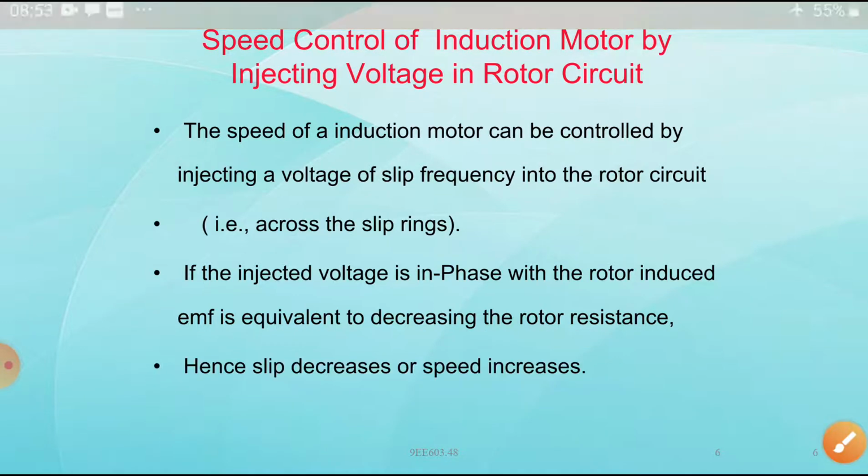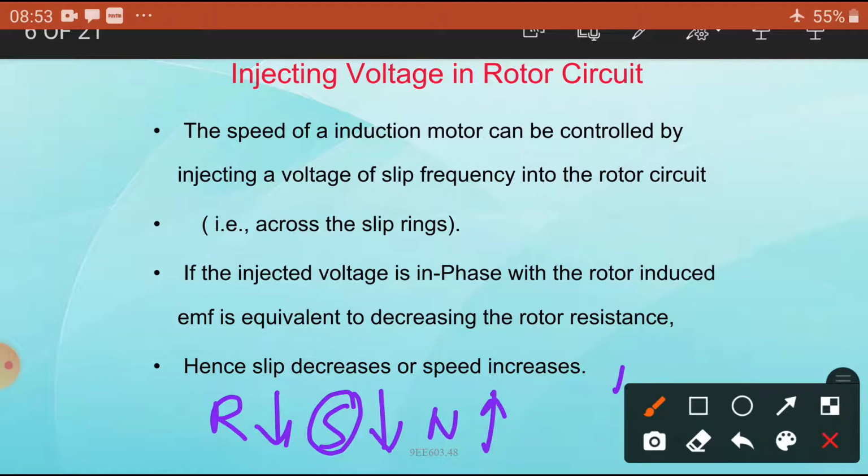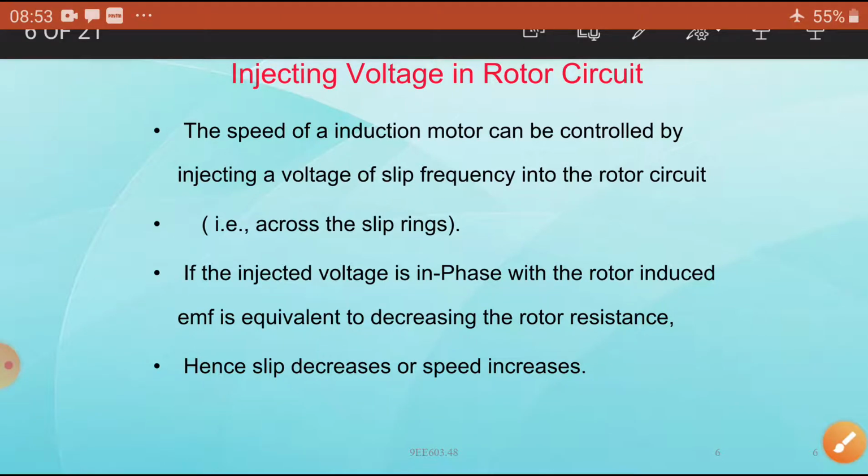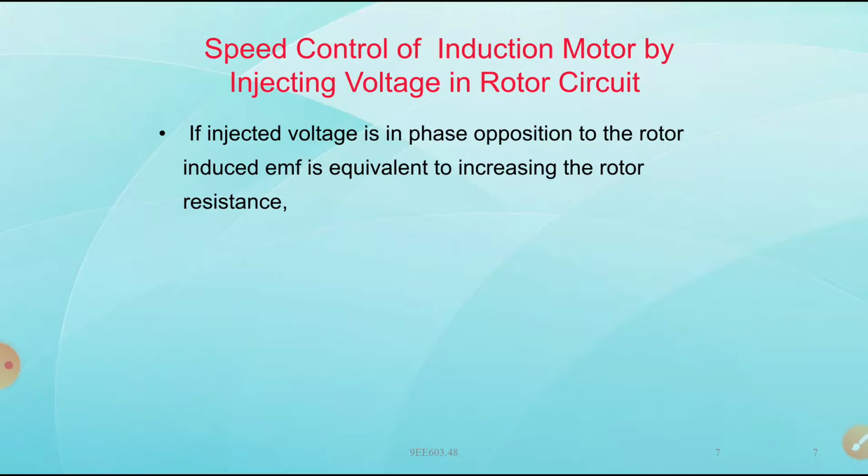Okay, resistance value decreases. Hence the slip decreases, and if slip decreases, n increases, so speed will increase. In such a way we are going to control the speed.